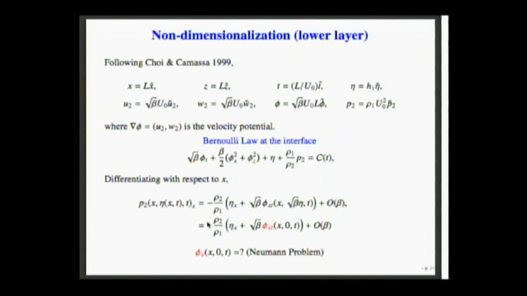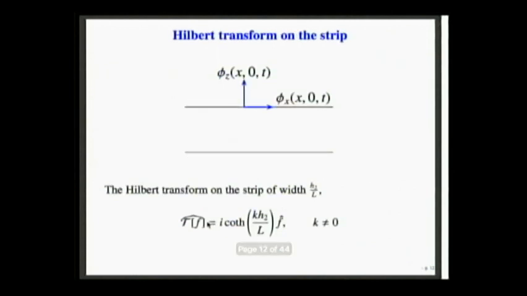It is not a shallow water regime. Using Bernoulli's law, which is always so handy, and trying to express the pressure with information of the lower layer, a Neumann problem with the Laplacian of the velocity potential appears. Solving this approximate linear problem, we face the so-called Hilbert transform on the strip that was already mentioned today.